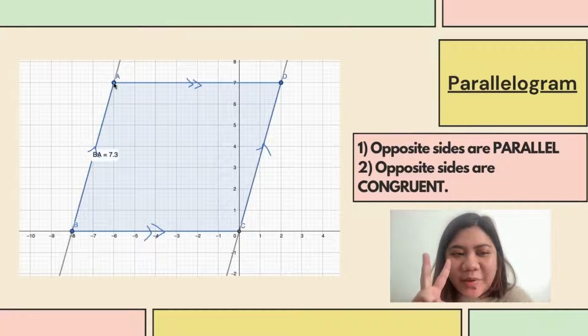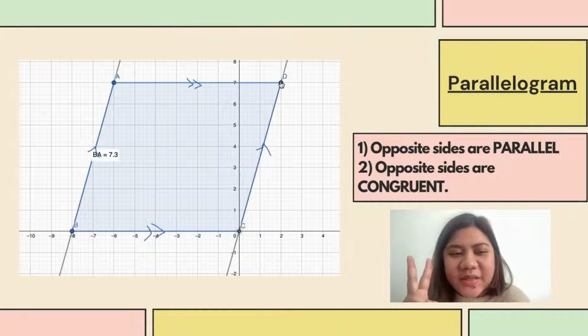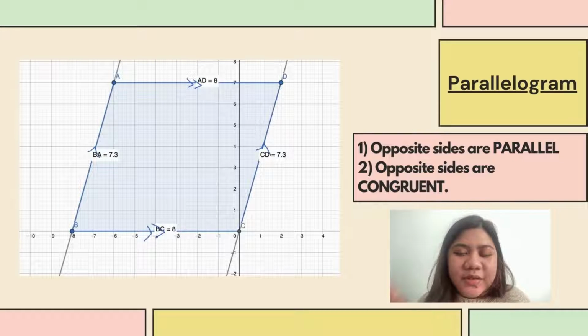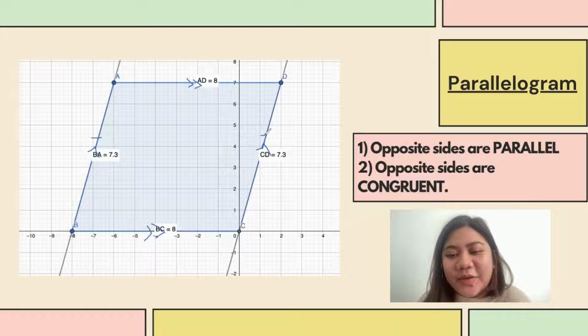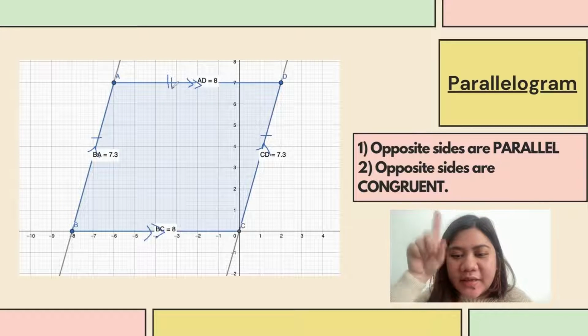Alright, so the second property of a parallelogram is that the opposite sides are congruent. You will see here that opposite sides AB and CD, also AD and BC, have equal measurements, right? And this is how you draw the tick marks, just like a single line.